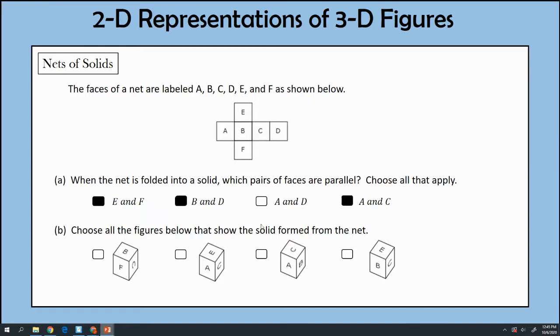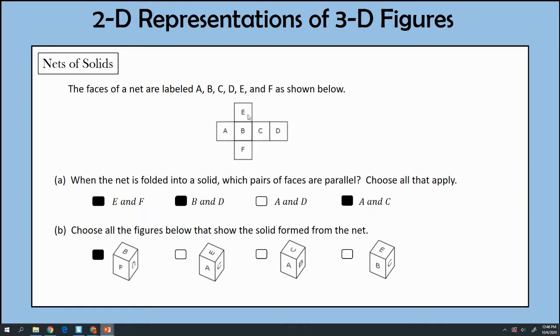Now down here it says choose all the figures below that show the solid formed by the net. So when you're looking at this, I'm looking at B, C, and F and saying, should these guys all be sharing an edge like this? So if I go up here, if I think about folding along this line and bringing C up and folding F up, then F, C, and B are all going to share an edge, and this shape could look like this.